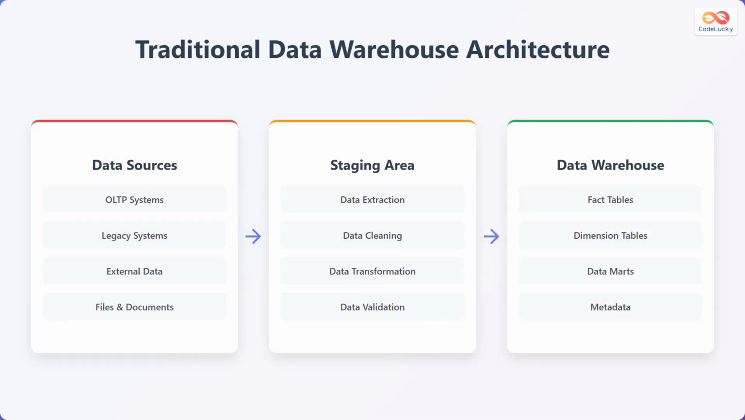Here's a look at a traditional data warehouse architecture. At the beginning, we have different data sources. These include online transaction processing systems or OLTP systems, legacy systems, external data, and regular files and documents. All of this data is then moved to a staging area. In the staging area, extraction, cleaning, transformation, and validation processes take place. Finally, the refined data is loaded into the data warehouse, which consists of fact tables, dimension tables, data marts, and metadata.